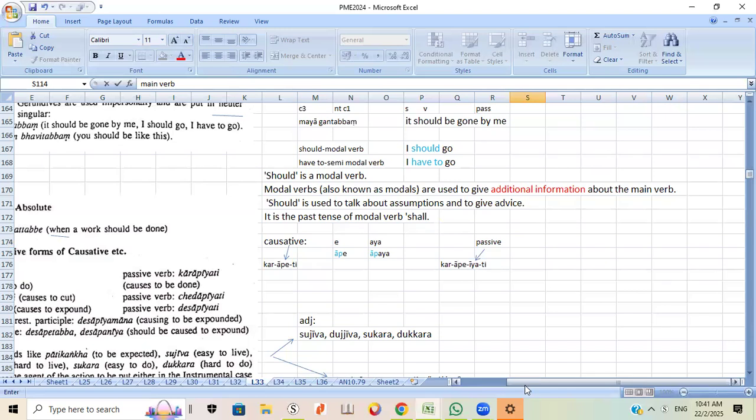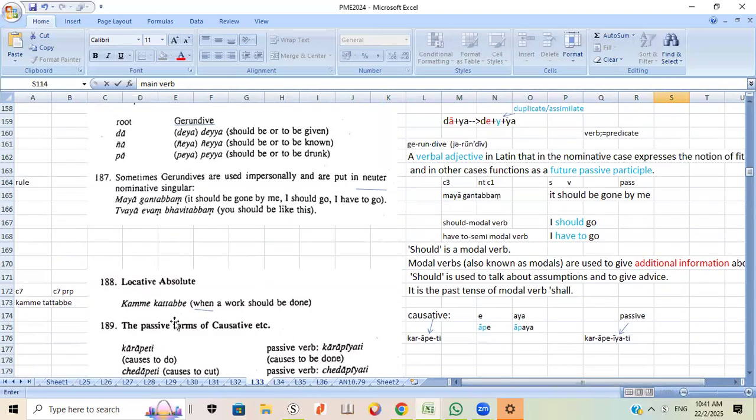Alright. If you look back here, this one is by you. Can you see the word babitabang? That means you should be like this. Yeah, this is a bit tough. Any questions that you want to ask? Okay. Try to digest the rules of 187.